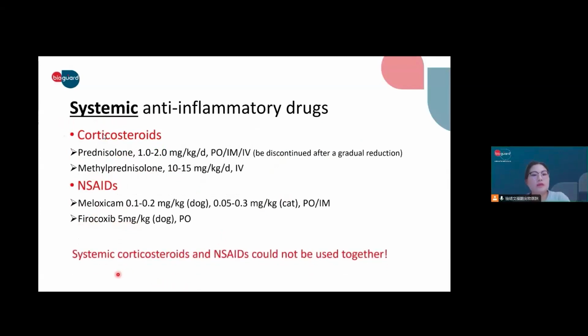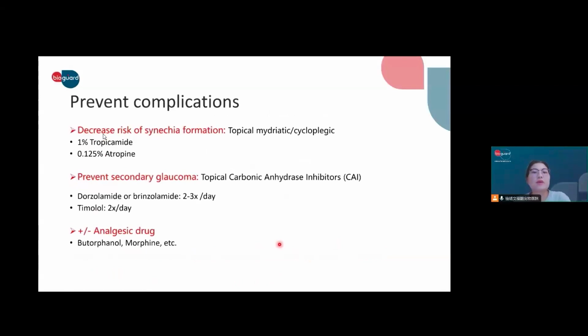It should be noted that systemic corticosteroids and NSAIDs could not be used together. Of course, at this point, we need to be very careful to use these medicines. We also need drugs to prevent complications. We need a topical mydriatic or cycloplegic drug to decrease the risk of synechia formation, like tropicamide or atropine.